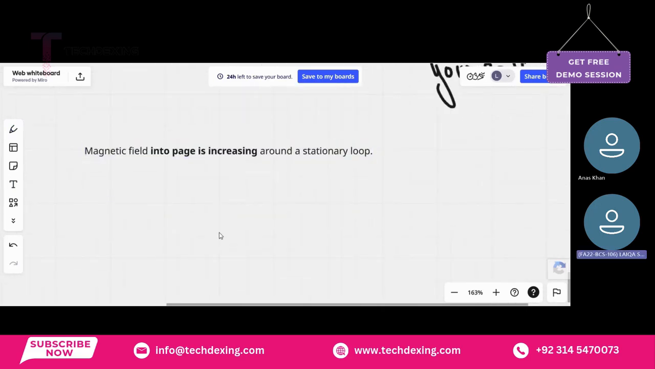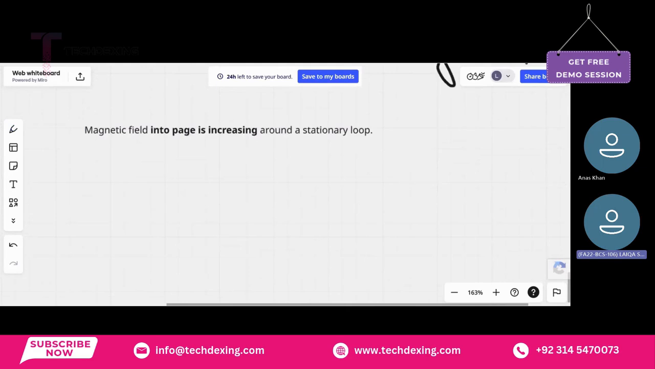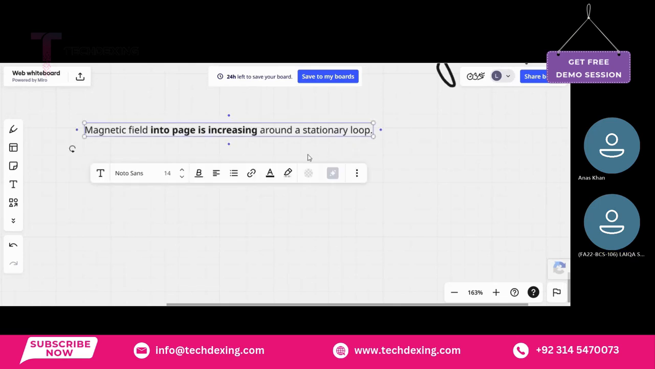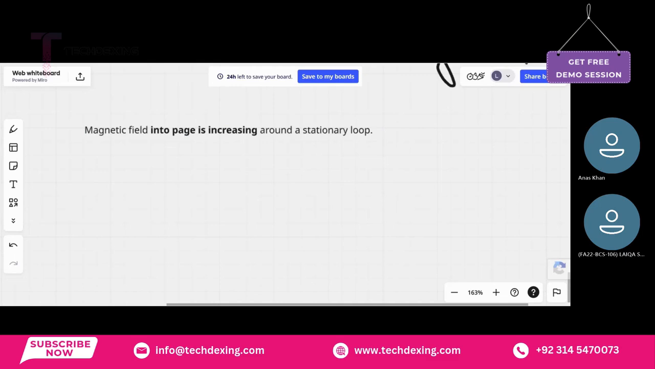Okay, so you're given the magnetic field into the page is increasing around a stationary loop. You have to find the direction of the induced current. What will we do? We are given the information only about the magnetic field, and we have to find the direction for the induced current. Again, follow the same 3 steps.